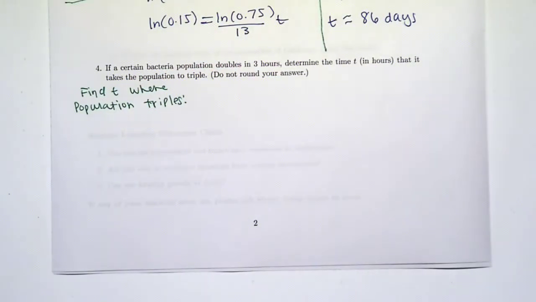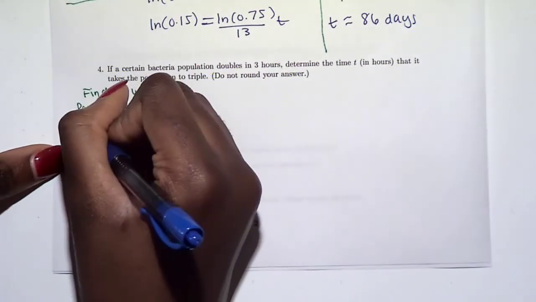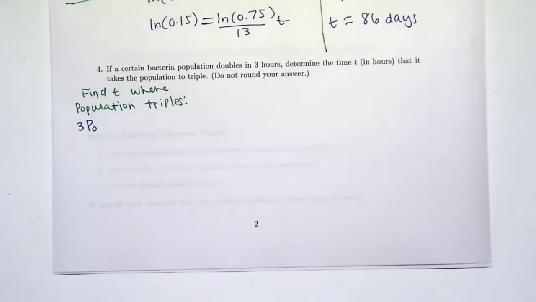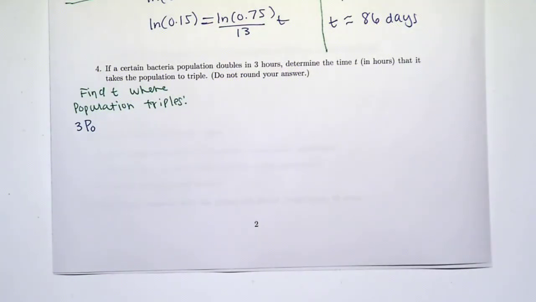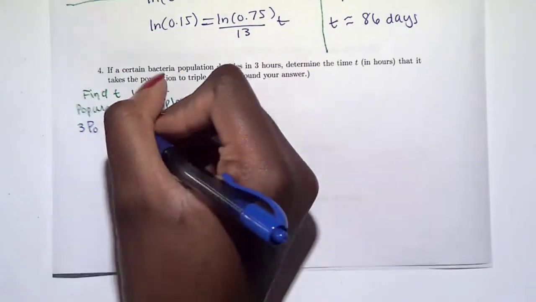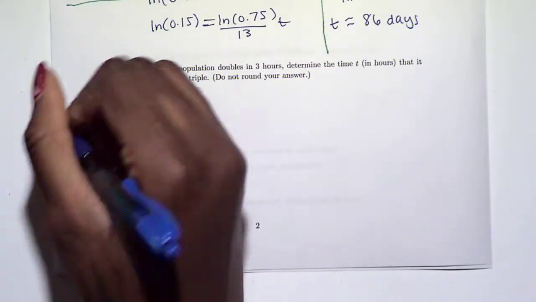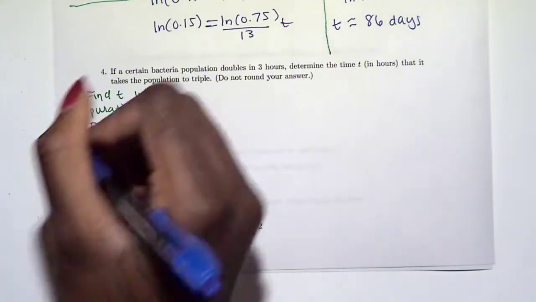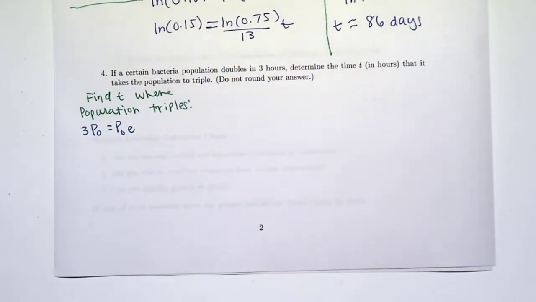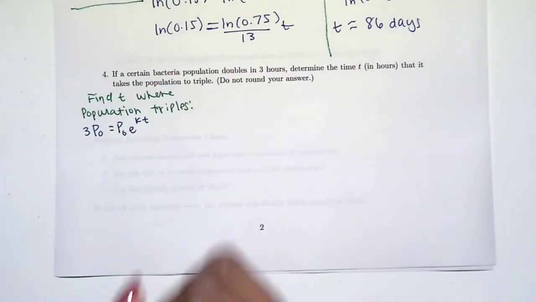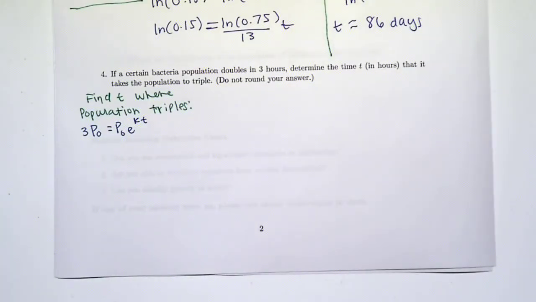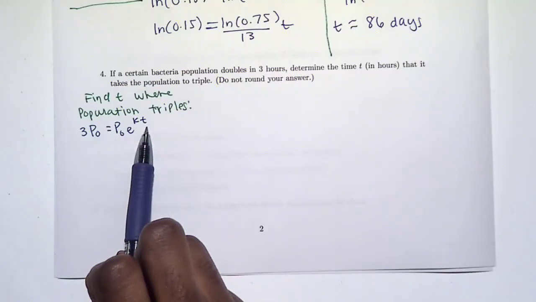Okay, so let's think about what kind of thing we need to set up. Remember the formula, it looks just like PERT. All right, so we want our population to triple, so we want our ending amount to be 3 times the initial amount. Okay, and so that should be the initial amount times e to the kt. This is the equation we're trying to solve. All right, so we want to find time, so that's great to have as a variable.